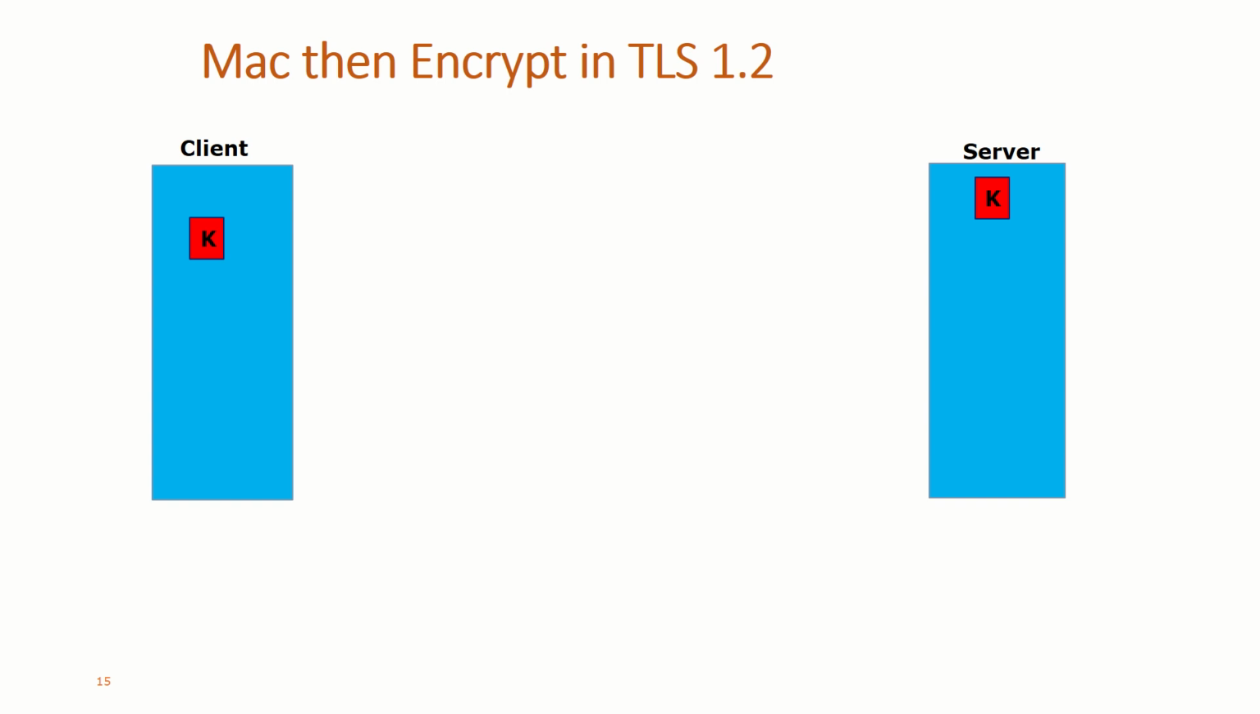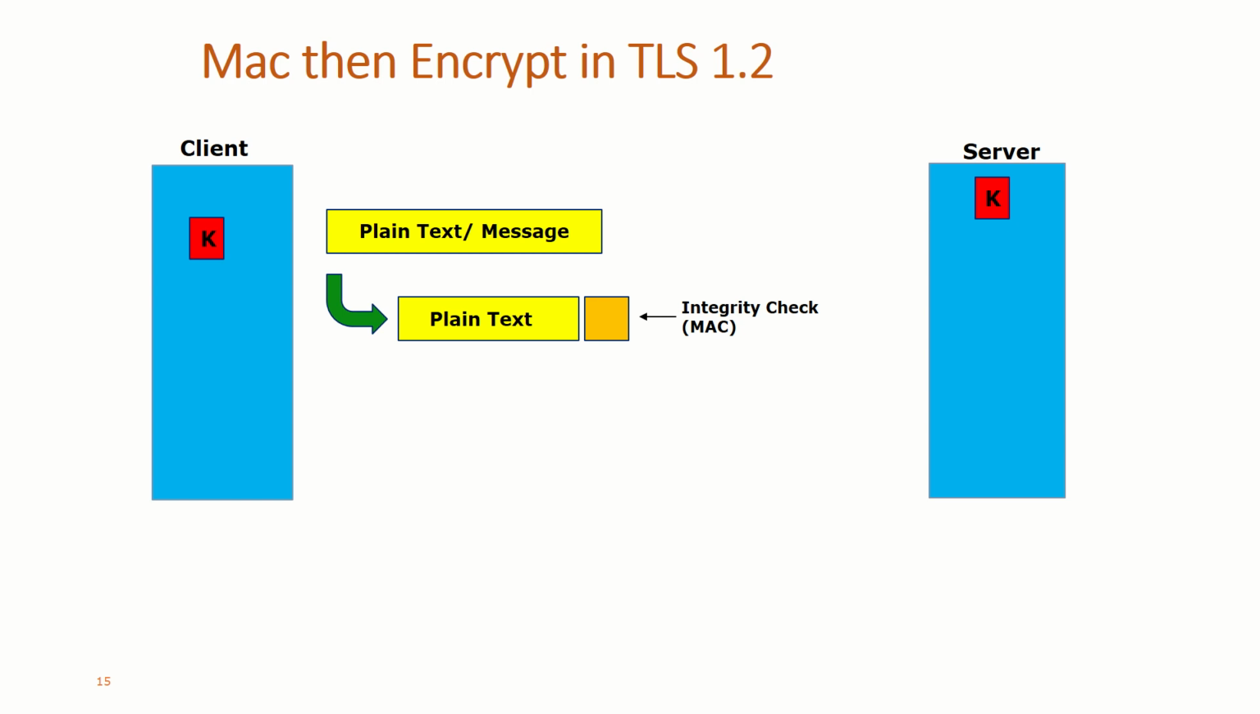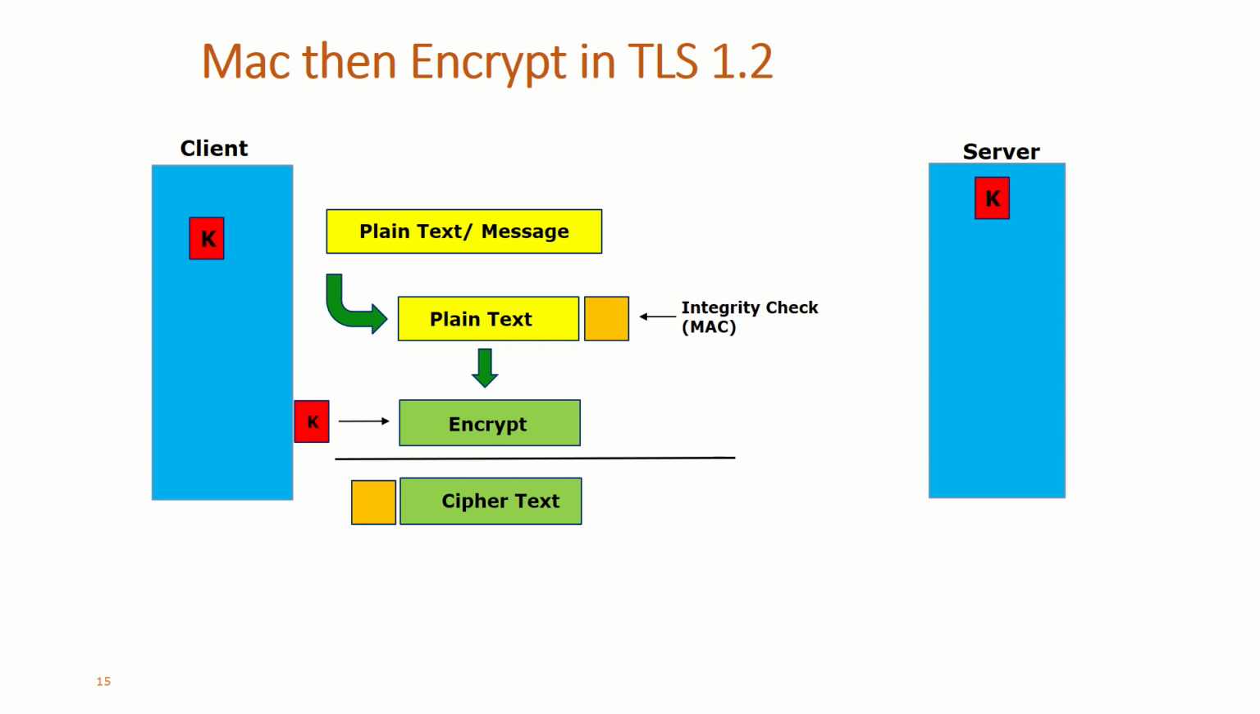First thing that happens is the plaintext or message is divided into 16 KB blocks and the Message Authentication Code, MAC, is generated for the plaintext. Then the plaintext gets encrypted with the session key, which results in ciphertext. The resultant ciphertext is transmitted along with the MAC computed in step 1. This mechanism for the encryption is called MAC-then-Encrypt. First, MAC is computed for the plaintext and then encryption is applied.